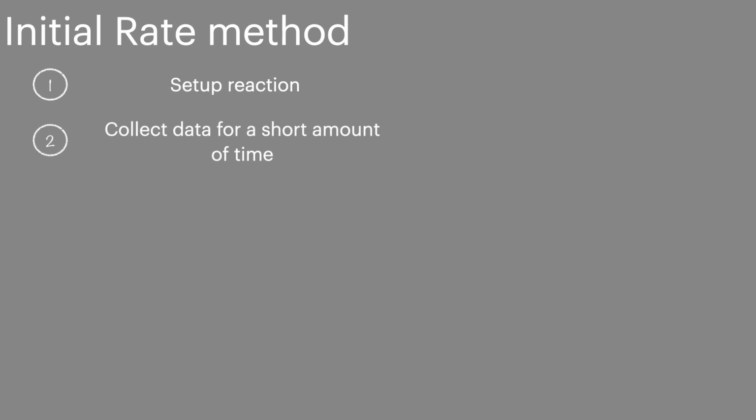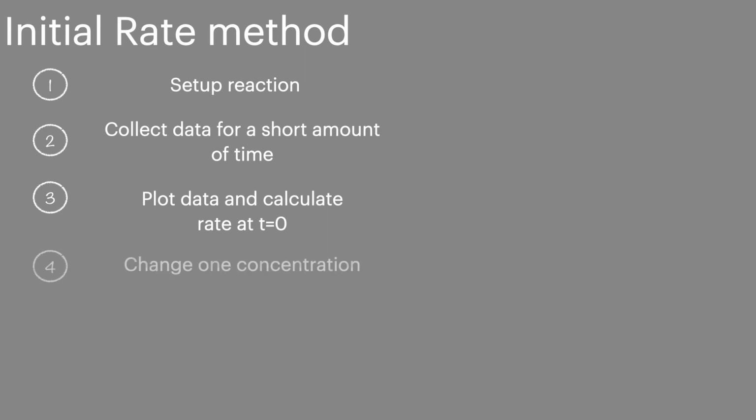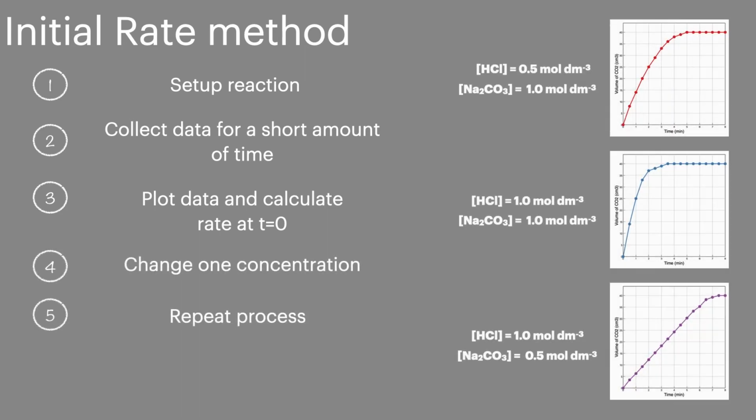So to do the initial rate method in the lab, we set up the reaction, we're going to collect the data for a short amount of time. We'll plot the graph and calculate the rate at the beginning of the reaction. We'll then change the concentration of one of the reactants, and then we'll repeat the process until we've changed each reactant once. In this area of the specification, we're particularly focused on comparing how changing these reaction concentrations changes the rate.